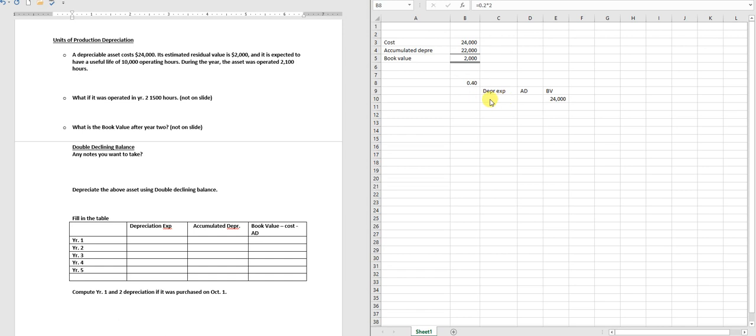So in year 1, so this is actually year 0. So when I buy it, my book value is $24,000. Cost of $24,000 minus accumulated depreciation of 0. Again, I don't use salvage value in book value. So for my depreciation expense, I'm going to take 24,000 times the 40%.